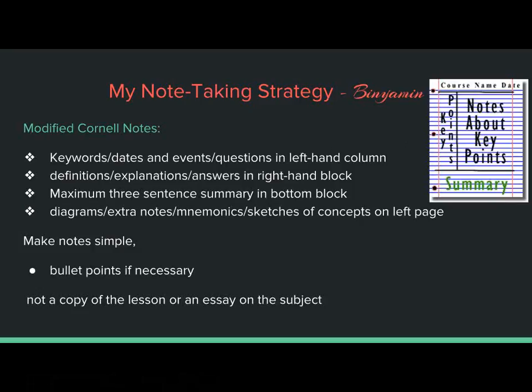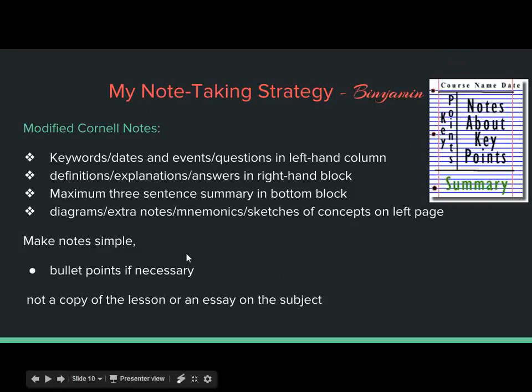So I say try to get one sentence summary, but if it's a really long lesson, maybe you'll need up to three. But that way you can look at the bottom, get a quick overview of what that lesson is about, and then either look more in depth when you're reviewing your notes or just move on to the next lesson because you understand it.